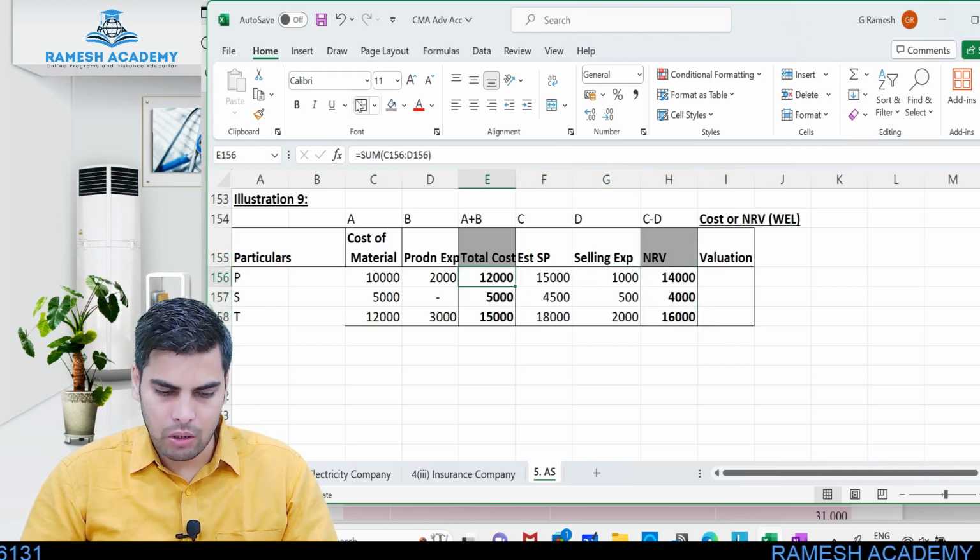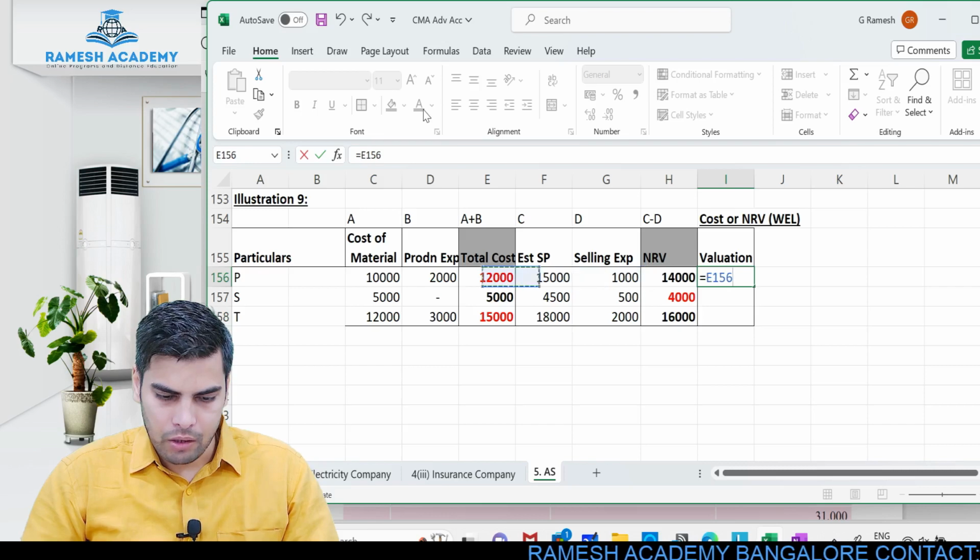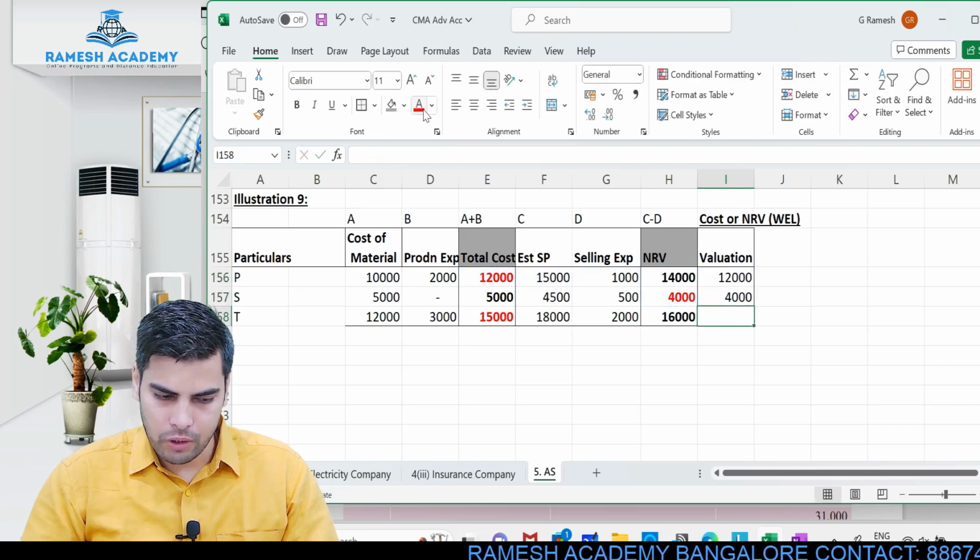Just compare 12 or 14, whichever is less. 12,000 is the least amount. Here it would be 4,000 rupees and here it would be 15,000. So valuation will be 12,000 for this, 4,000 for this, and for T it would be 15,000.